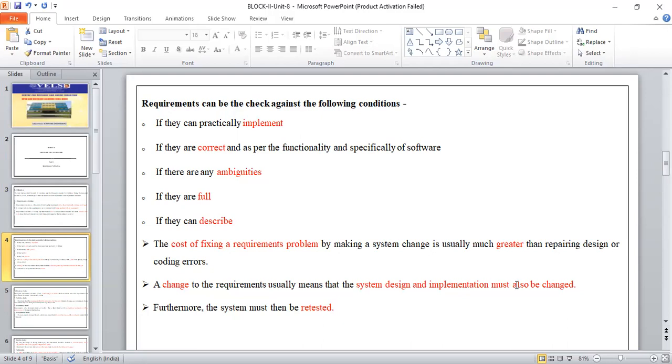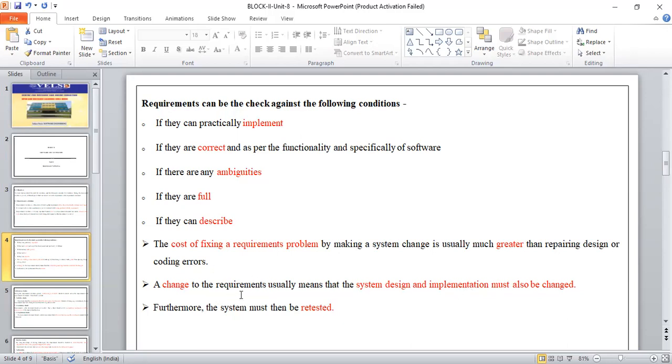The cost of fixing the problem. How do we fix the problem? During the requirement validation process only, we can fix the requirement problem. Therefore, this cost is higher than redesigning or coding errors. Therefore, there is more importance for the requirements validation process.